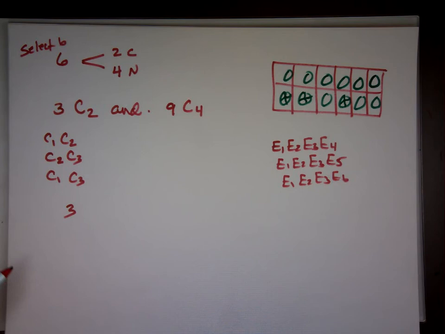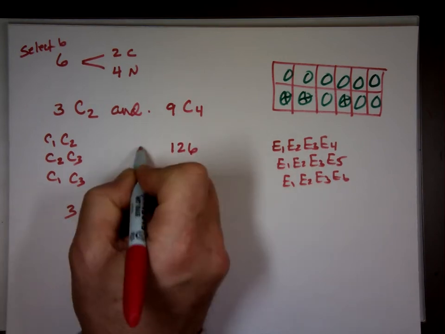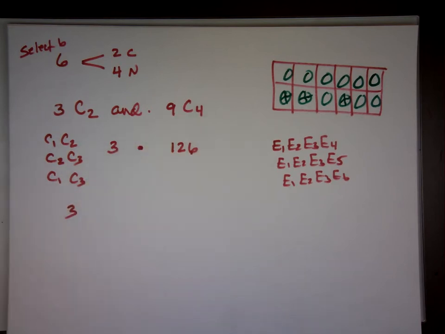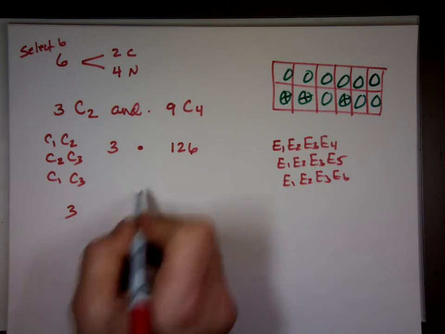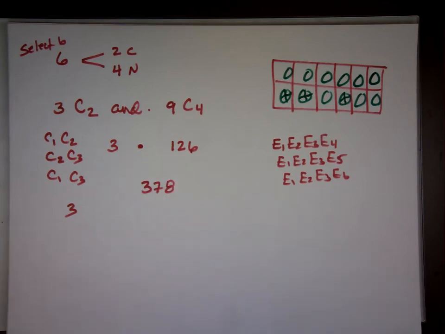126 different ways. So 126 times the 3, that'll tell me how many different ways you can select 6 eggs, 2 cracked, 4 not cracked. There are 378 different ways we can select 6 eggs, where 2 of them will be cracked and 4 of them not cracked. A lot of combinations, a lot of possibilities.